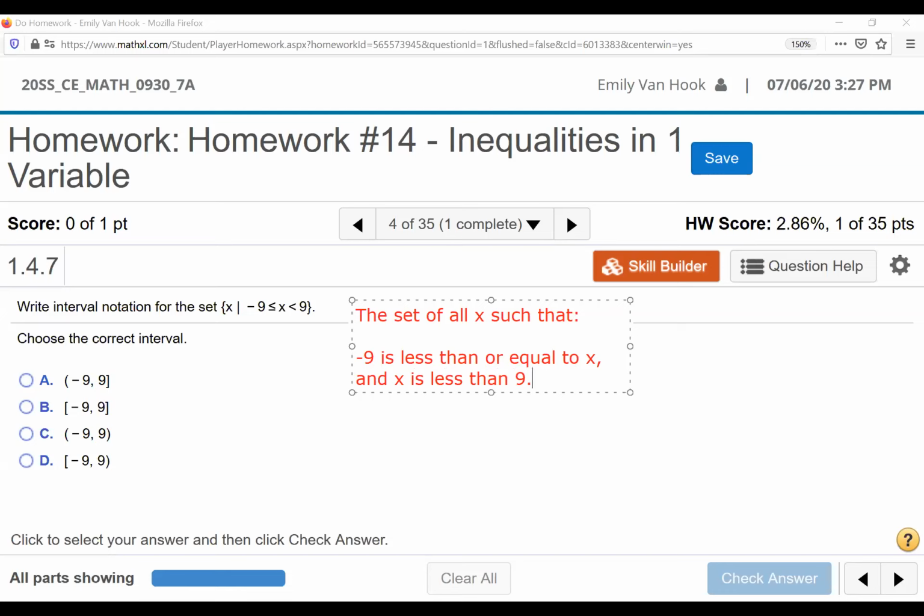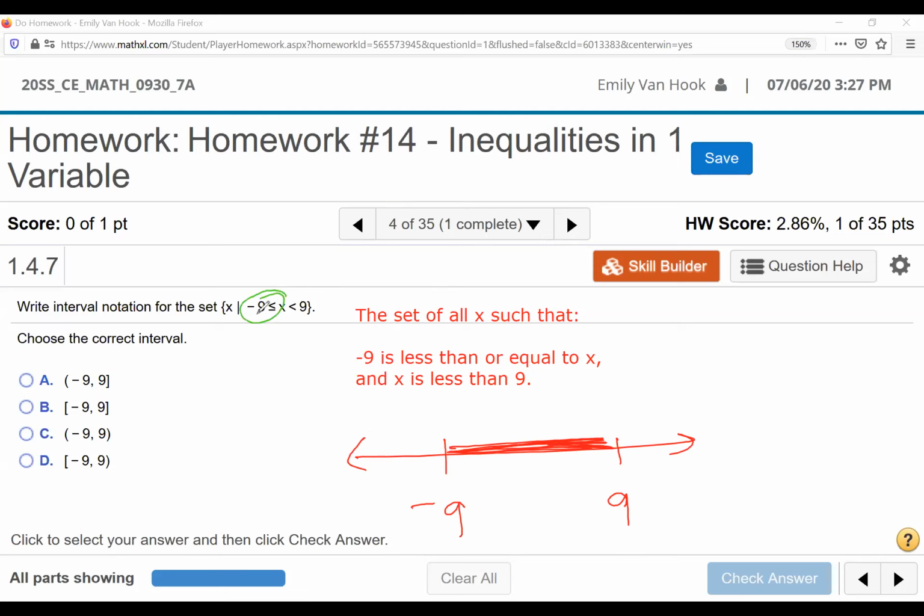All right, let's sketch it out. Here's my number line. Everything's between -9 and 9, so I'm shading in between those. All my choices involve those numbers, so it's just a matter of symbols. What are my symbols going to be? The -9 has that equal sign with that inequality. So -9 less than or equal to x. That means I want a square bracket with the -9.